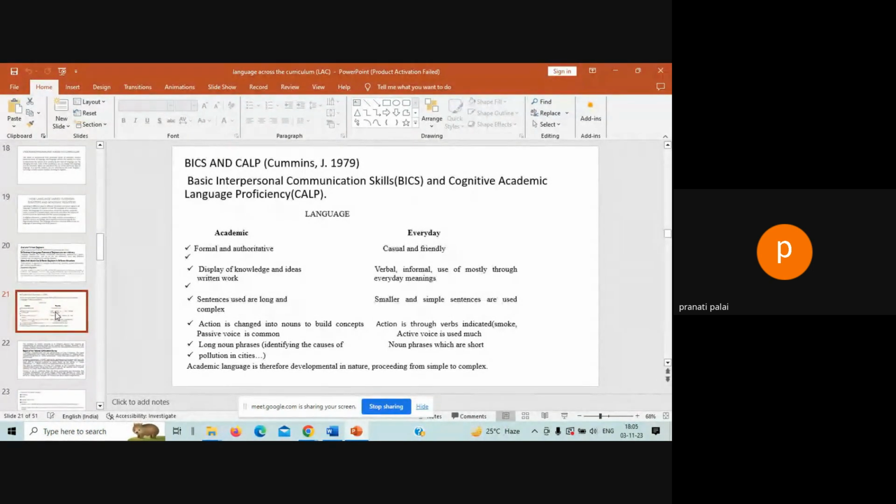We can say that the language the child is using at the primary level becomes more refined at the upper primary level, and more refined again at the secondary or higher secondary level. So academic language is therefore developmental.